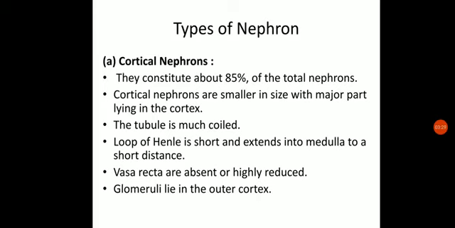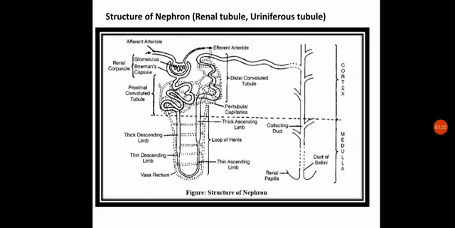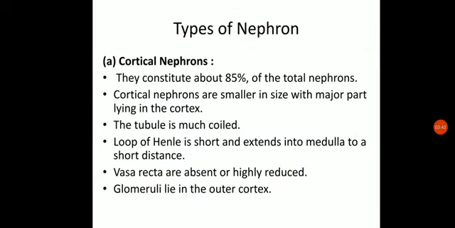Glomeruli lie in the outer cortex. This is the glomerulus. It will be lying in the outer cortex in the case of cortical nephrons. Hence, the major part of the structure of cortical nephrons lies in the cortical region, and hence they are called cortical nephrons.